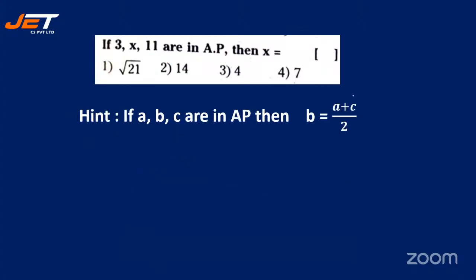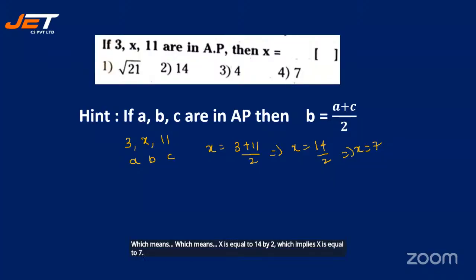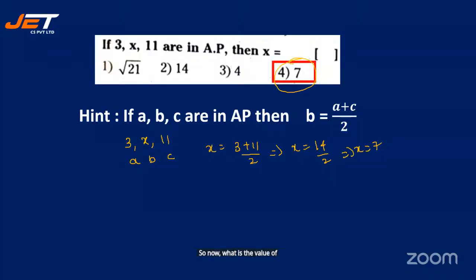Right. Now, see here. If x, 3, 11 are in AP, then you need to find out what is x. We know the formula for AP, which is B is equal to (A plus C) by 2. So here we have 3, x, 11. This is A, this is B, this is C. So x is equal to (3 plus 11) by 2, which means x is equal to 14 by 2, which implies x is equal to 7. So now what is the value of x? Here it is 7. Okay.